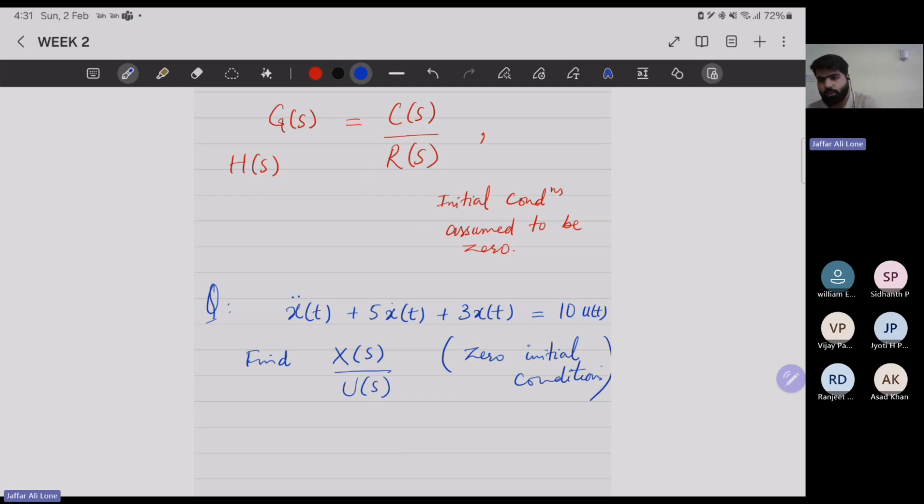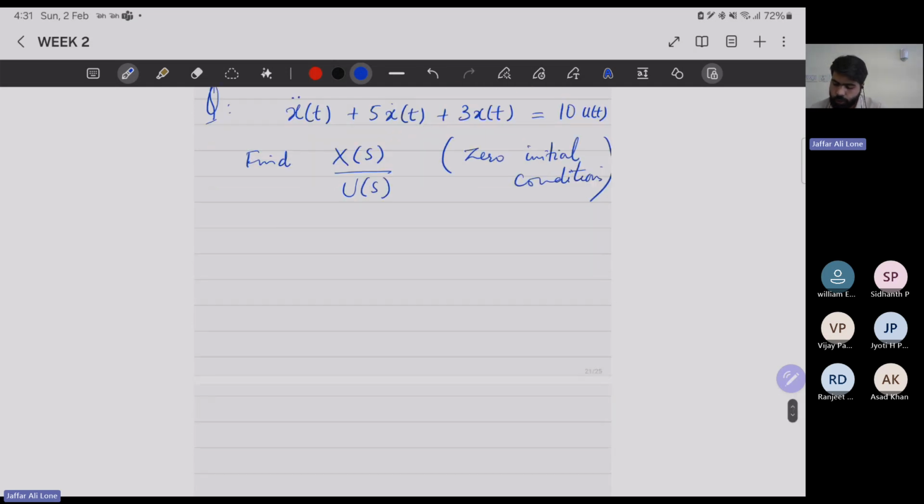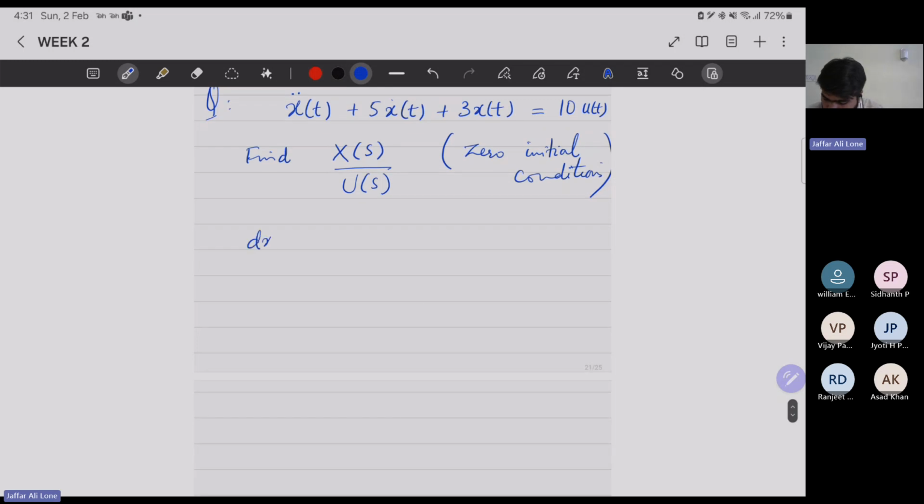Correct? So how can we solve this? I already told you we can make use of Laplace transform, but now you already knew this. For example, if we have d2x over dt2, it becomes s square X(s) minus s into x(0) minus x dash at 0. So this is the property of Laplace transform. But now we assume the initial values to be 0. This will vanish, we'll only get this.